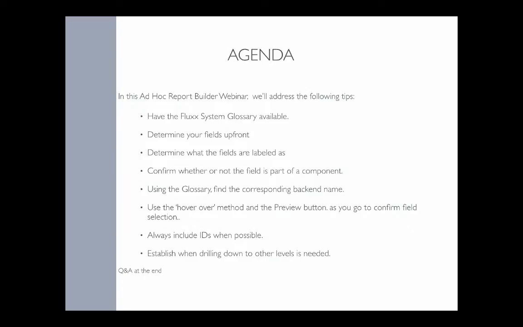We want to confirm whether or not a field is actually a part of a component. We want to use the Fluxx system glossary to go ahead and find the corresponding backend name for any fields. And we'll want to use the hover over method and the preview button in the ad hoc report builder to confirm field selection. We'll also talk about why we want to include record IDs whenever possible.